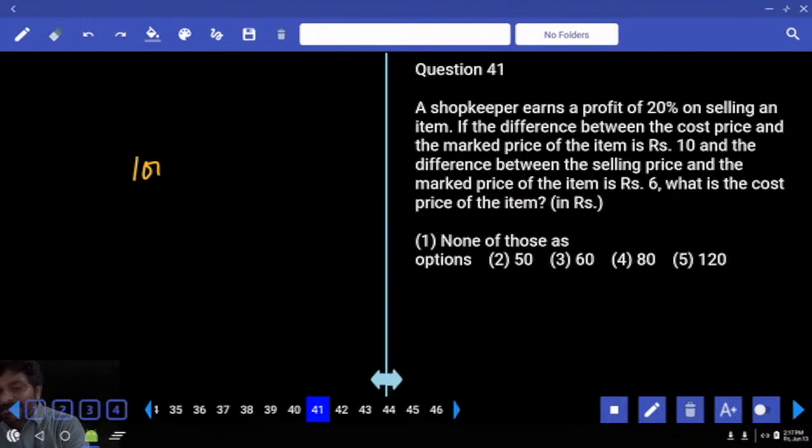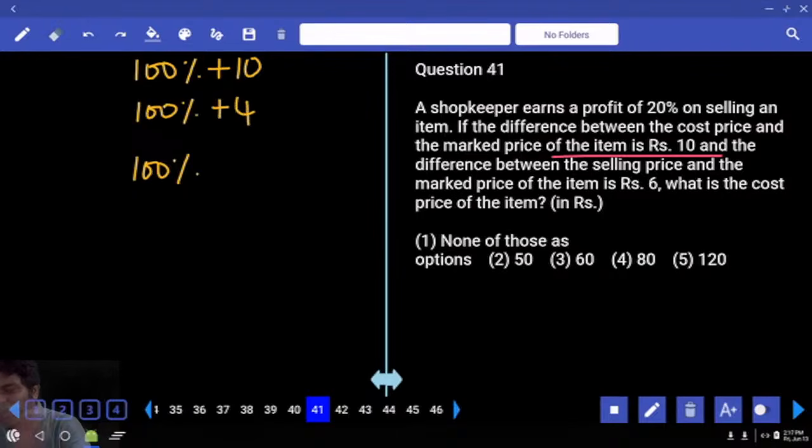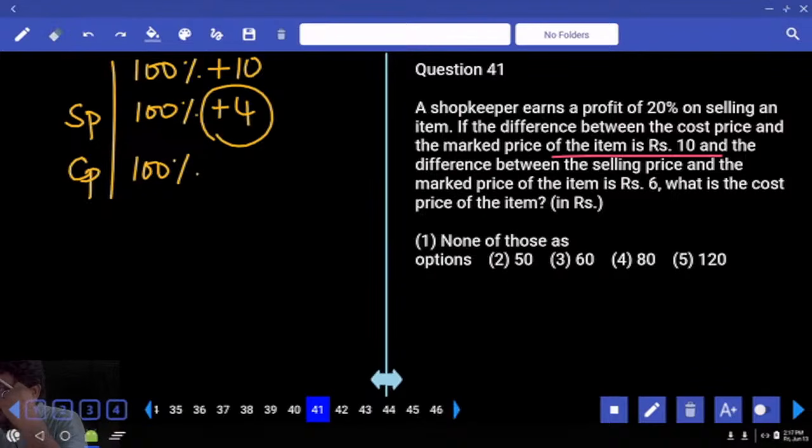Let me take cost price as 100%. Market price and cost price difference is 10. Then market price is 100% plus 10. Difference between market price and selling price is 6 rupees. So 6 rupees subtracted from market price, 100% plus 4. All conditions satisfied? So this is cost price and then this is selling price. Difference is 4 rupees. Profit is 4 rupees only.